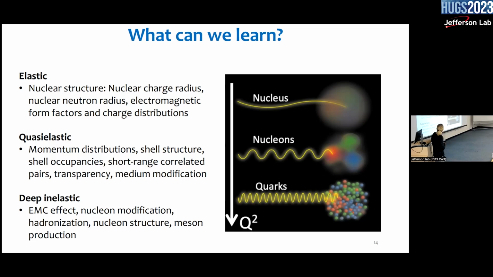Then you have the quasi-elastic, which is the momentum distribution and shell structure. This is where we'll talk about the shell model for the nucleus. And then we'll talk about the deep inelastic scattering, which I've already mentioned, where we're basically scattering off of quarks, is how we can think of it.